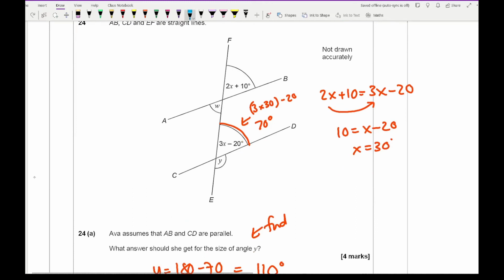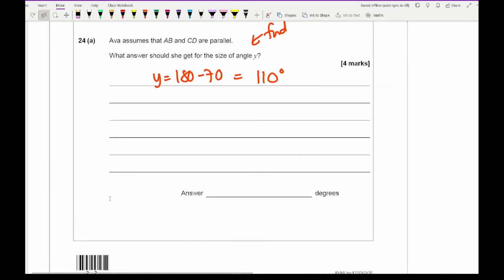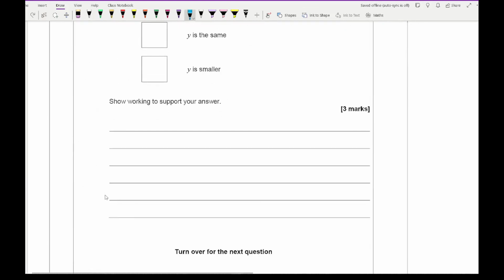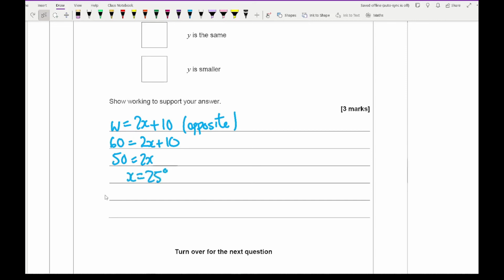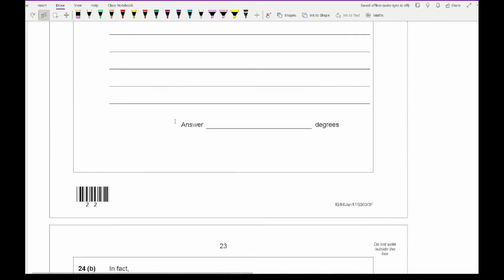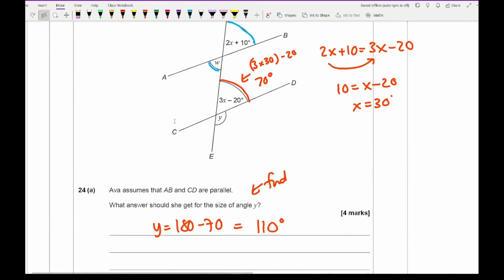Now what I still know is that this angle W is going to be the same as this angle here because they are opposite. So here I've got that W equals 2x plus 10, and the reason for that is because they are opposite angles. Now from this, if W is 60, then x is going to equal 25 degrees. So if x is 25 degrees, going back to this here, I can then work out what this angle here is going to be.